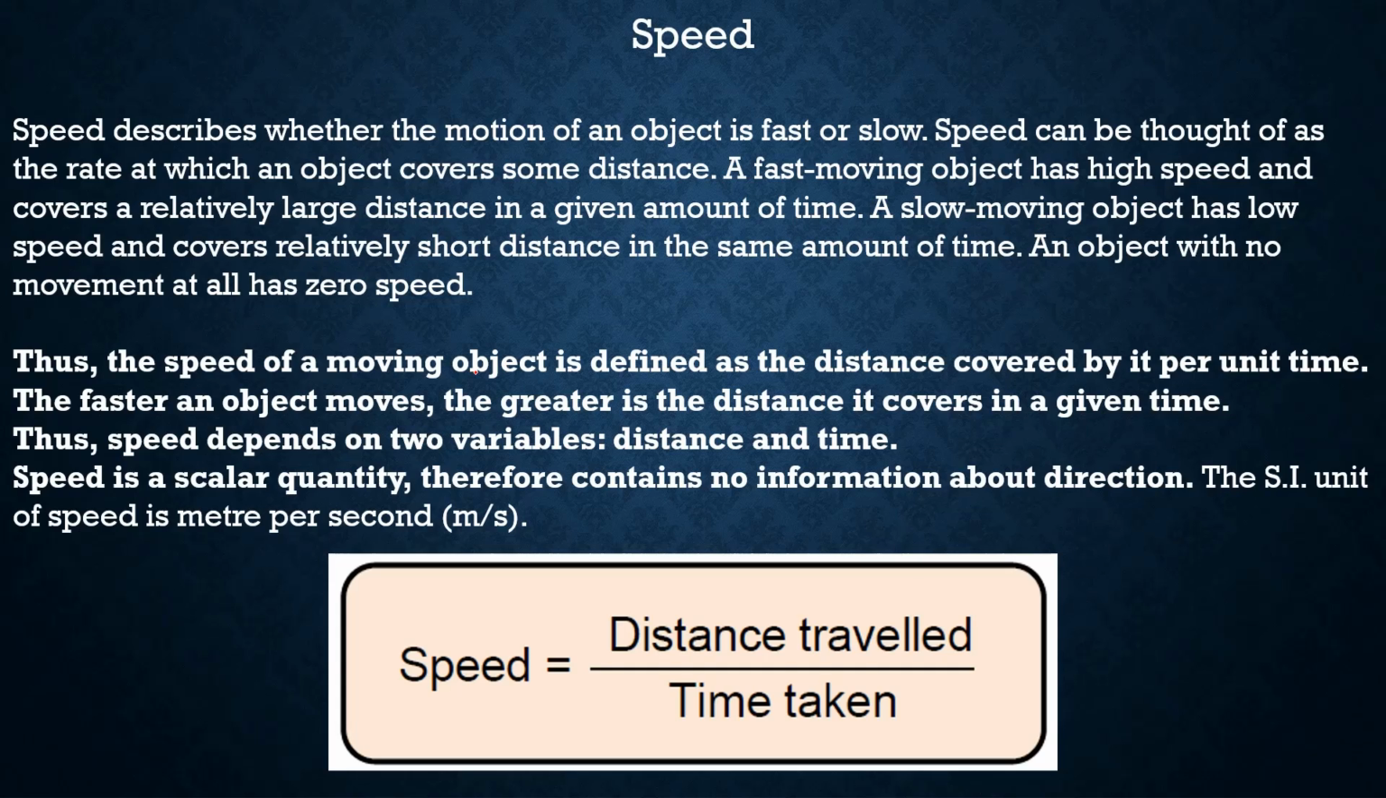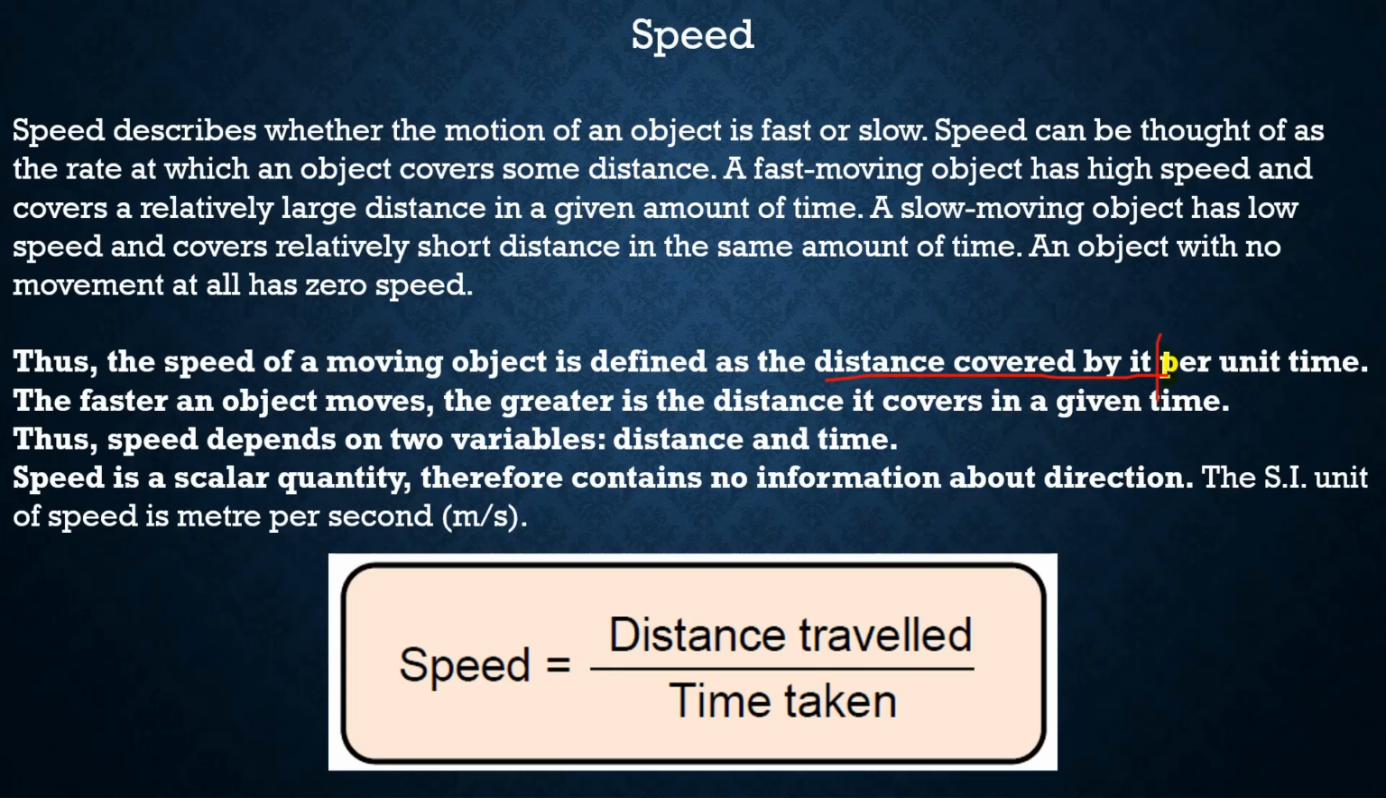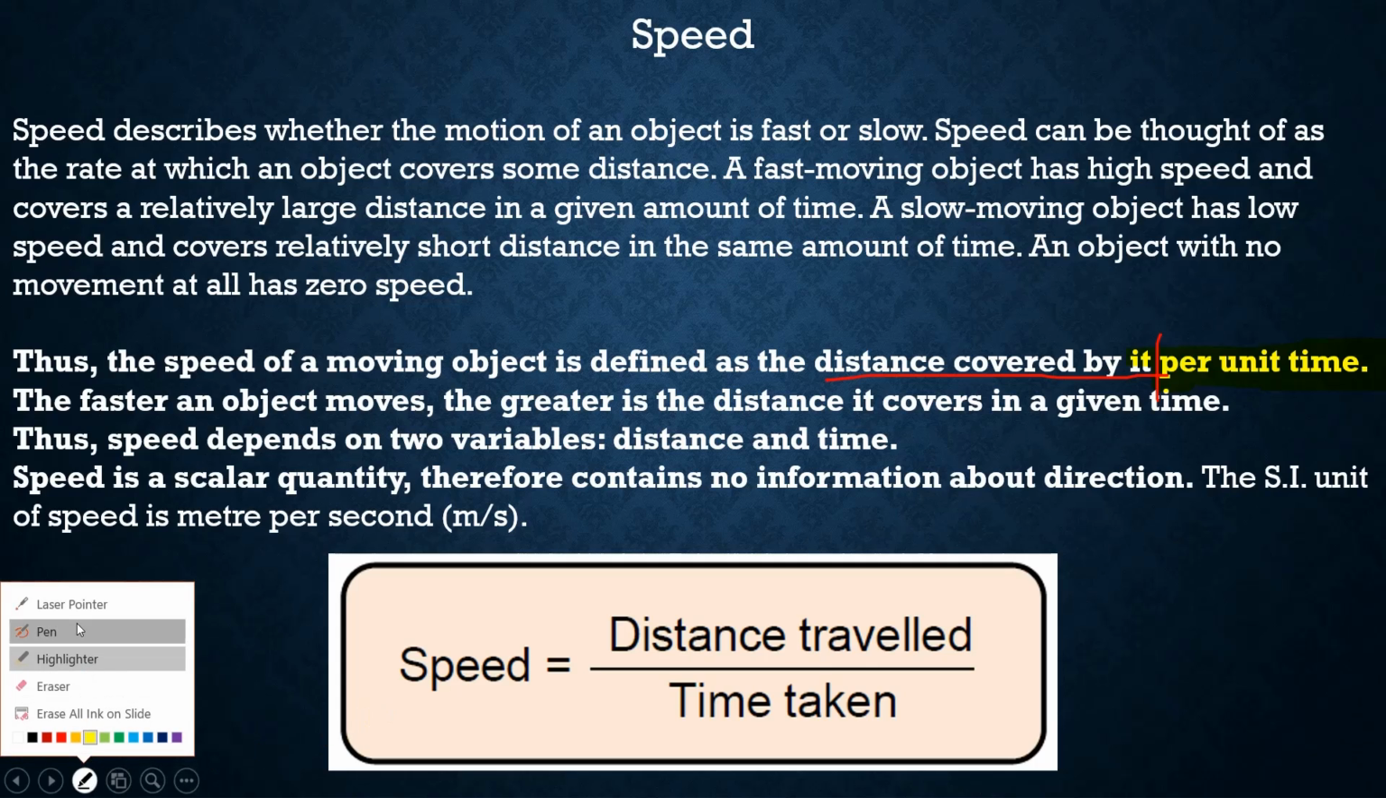So now what is speed? The definition of speed is that the speed of a moving object is defined as the distance covered by it. So this much you can remember, but while writing the definition, this is important: per unit time. So the speed of a moving object is defined as the distance covered by it per unit time. So per unit time is important.